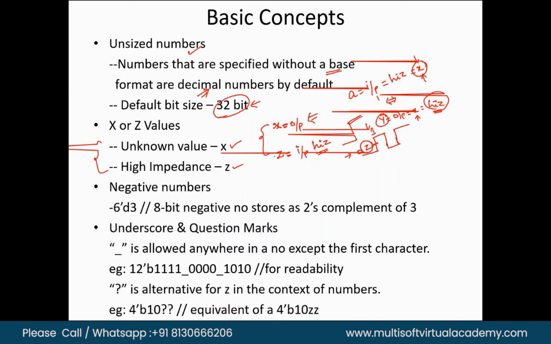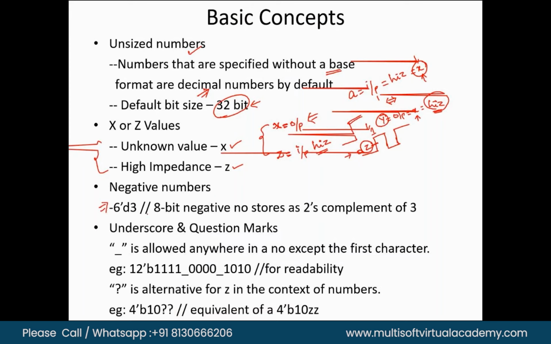While declaring the unknown value, we should not need to use X ourselves, the simulator itself will take it. Our aim is to write the module. I'll show you now how to write the code for an AND gate and how to simulate it. We'll see that. And this is the base format for negative numbers.